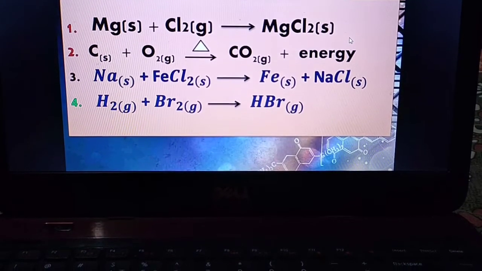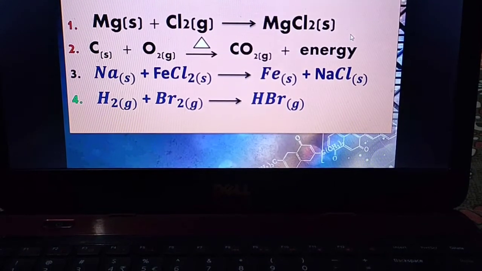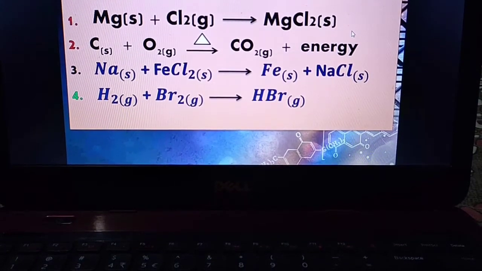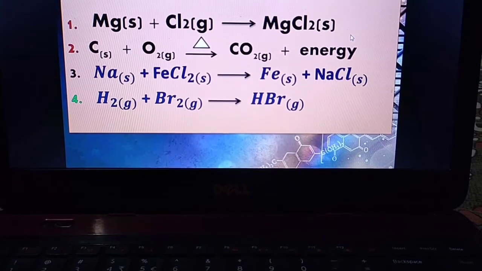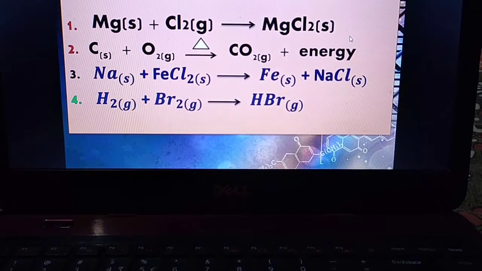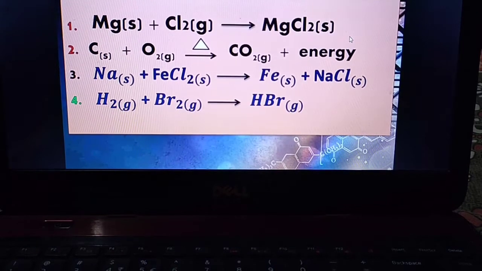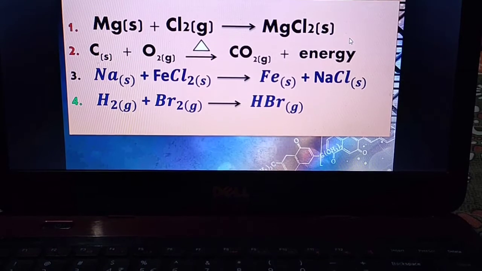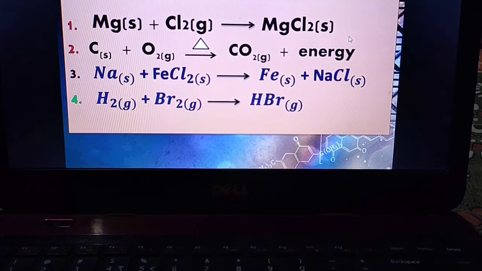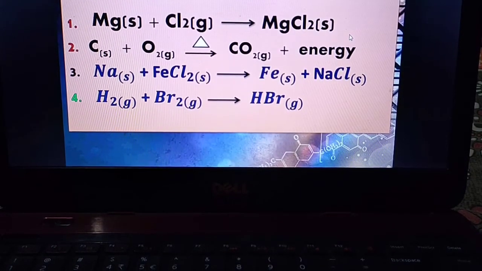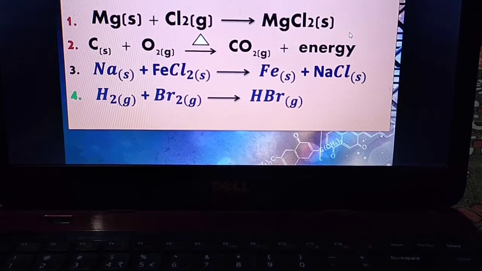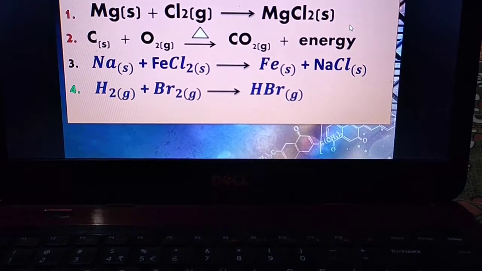Now the third reaction you see: Na plus FeCl2 gives out Fe plus NaCl. Here you can see that 1 atom of sodium is in the reactant side, and in the product side 1 atom of sodium is also there. So you will not change. Now Fe: 1 atom of Fe is present in the reactant side, and 1 atom of Fe, that is iron, is present in the product side. So it is also balanced.